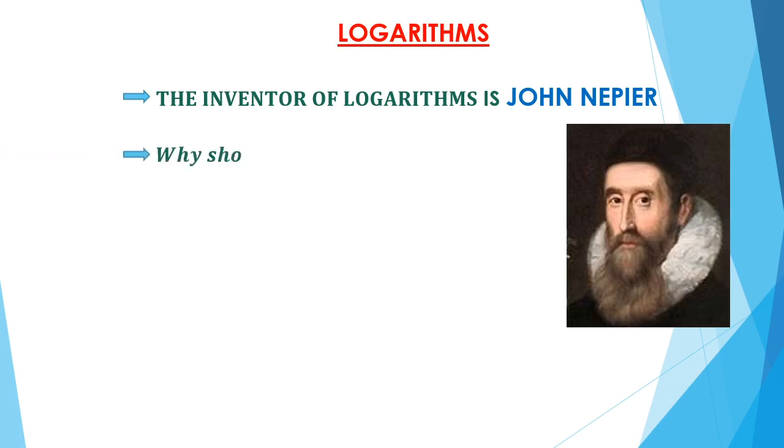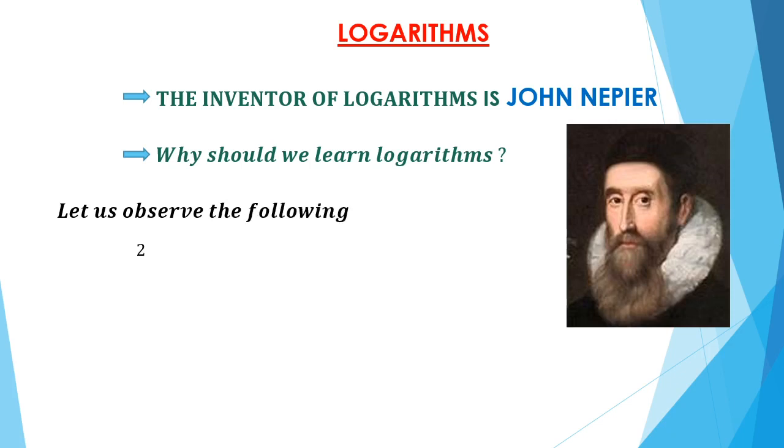So, see here, let us observe the following. 2 power 1 is equal to 2. 2 power 2 is equal to 4, you know already 2 into 2 equal to 4. And then 2 cube is equal to 2 into 2 into 2, that equal to 8. And here, if I write like this, 2 power x is equal to 5.